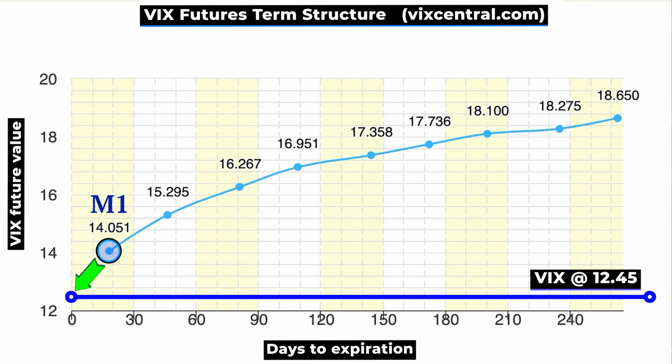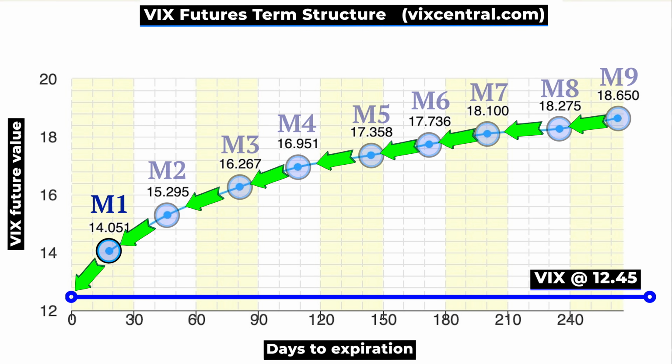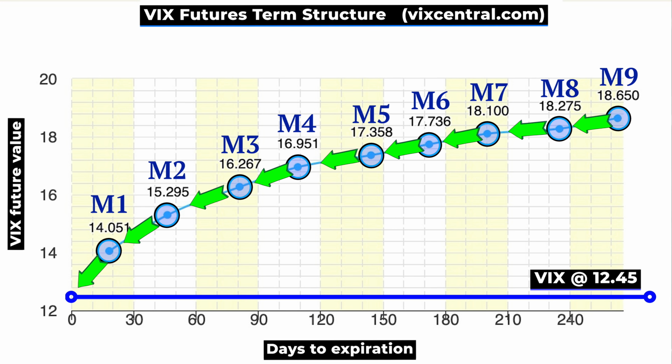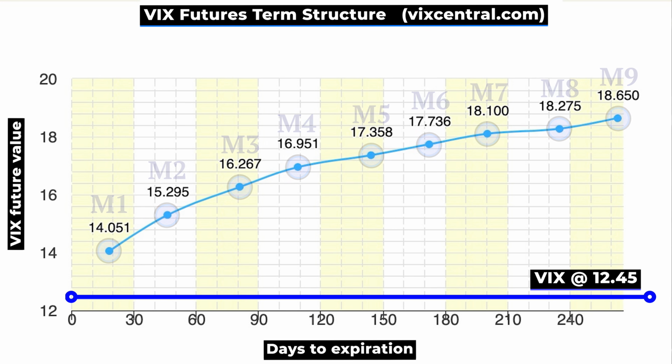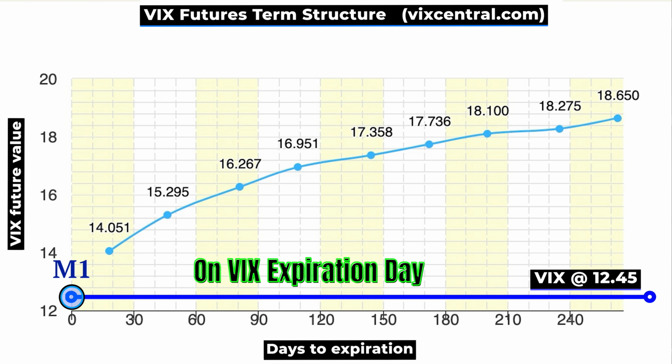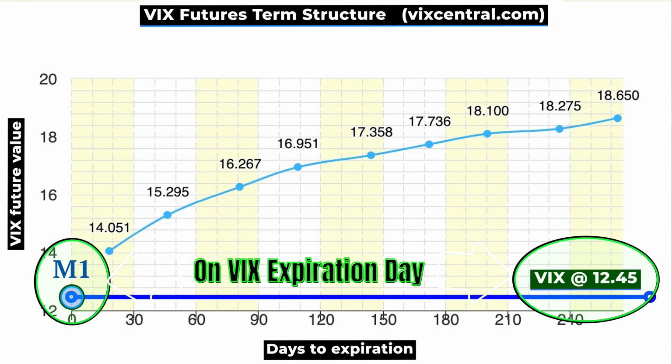Now, for the next 11 days, this front month VIX future M1 will be ticking down to the left towards expiration, a little bit each day for 11 more days. And all of the other VIX futures will also be ticking down to the left with each passing day as well. All the VIX futures are constantly moving to the left with the passage of time. Now, on expiration day, when the front month M1 future has 0 days left to expiration, that price will be exactly the same value as the VIX index. For that one day only, these two prices will be the same value.